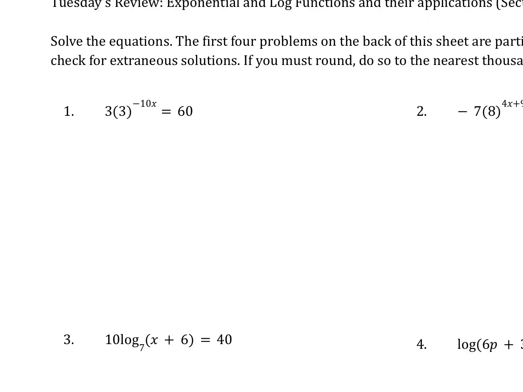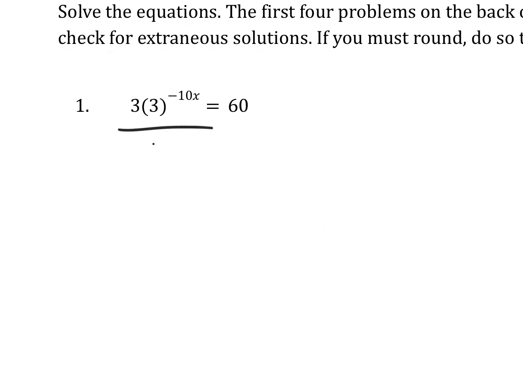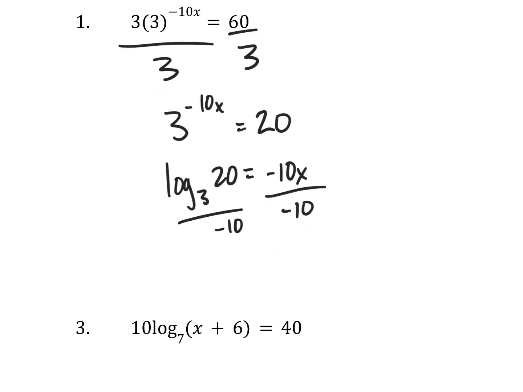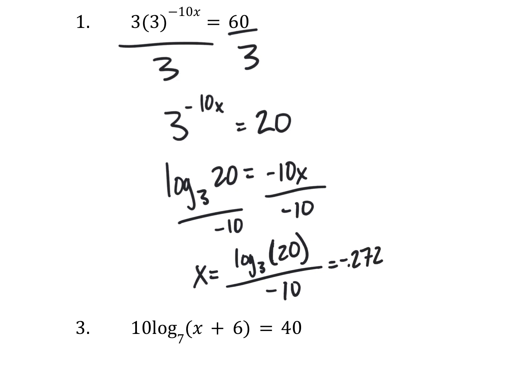So here we go. Number 1, divide both sides by 3. 3 to the negative 10x equals 20. Log base 3 of 20 equals negative 10x. Divide both sides by negative 10, and I get x equals log base 3 of 20, all divided by negative 10. In the calculator, that is negative 0.27287. There we go.